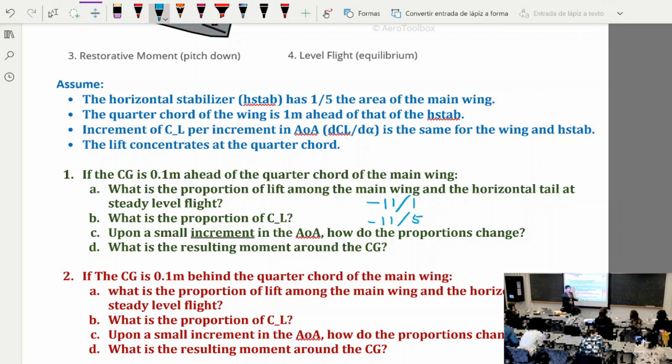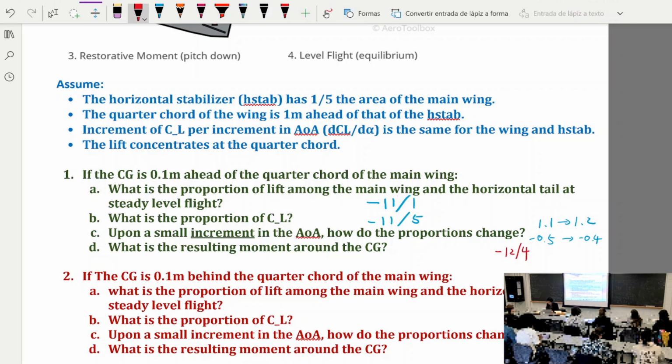So imagine the main wing has a lift coefficient of 1.1, the horizontal tail has a lift coefficient of minus 0.5. So if 1.1 increases to be 1.2 when the whole airplane pitches up, minus 0.5 goes to minus 0.4, right? Less downforce if the horizontal tail gets a less negative angle of attack. The proportion would go from minus 11 over 5 to minus 12 over 4, which means the ratio gets even more negative, right?